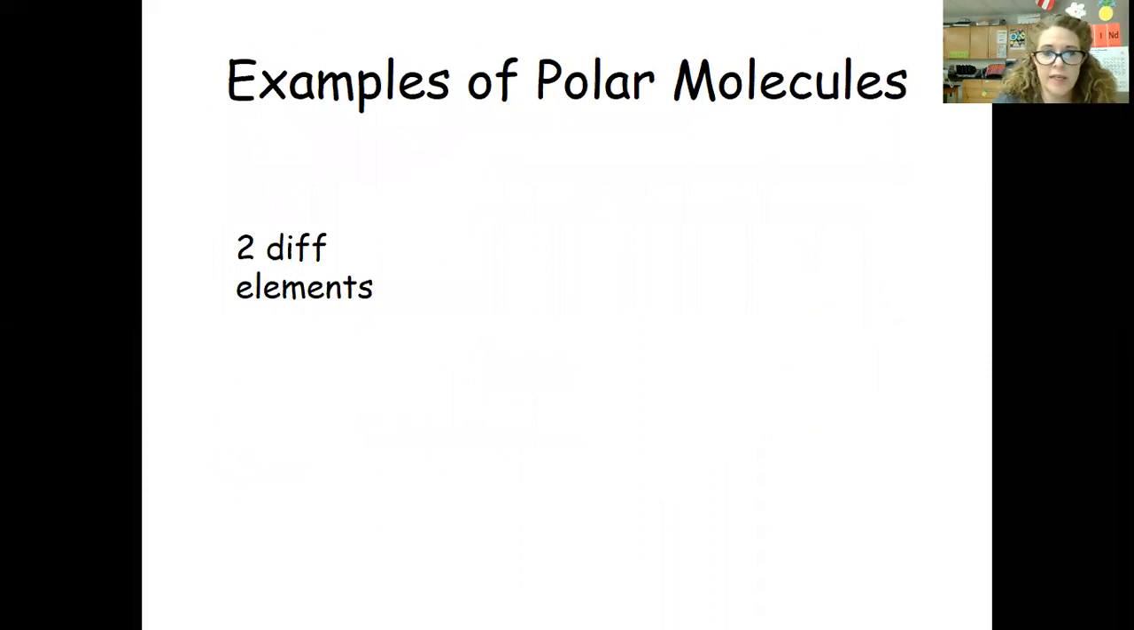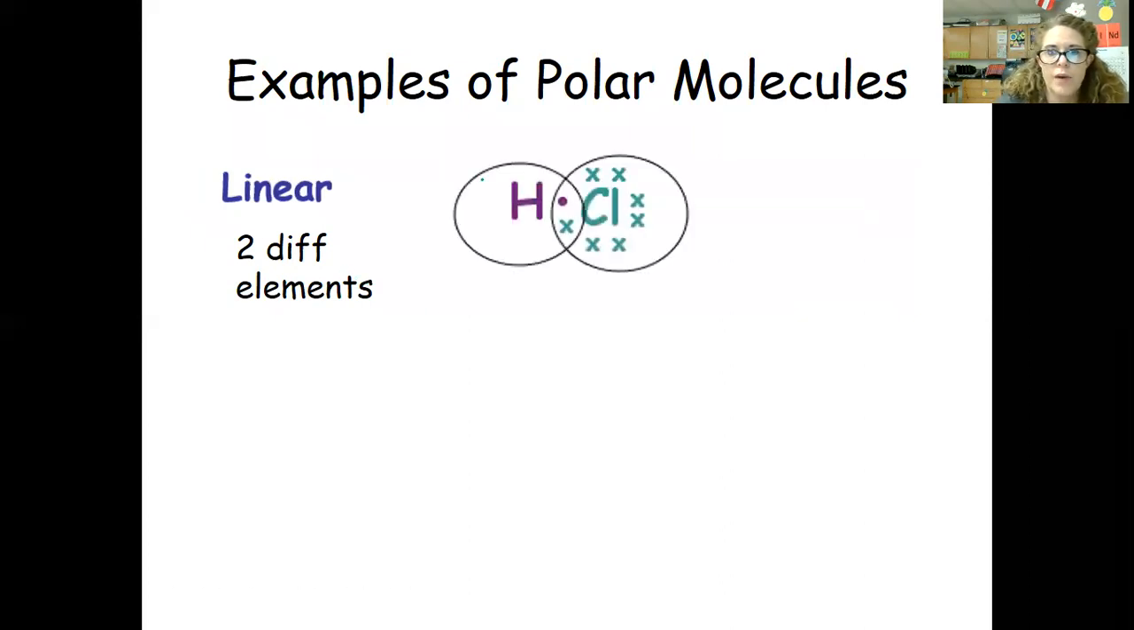Now let's look at an example. Sometimes these things make more sense when we look at examples than just by giving out terms and definitions. If I have two different elements, that's going to be a polar bond, because I have two different nonmetals.